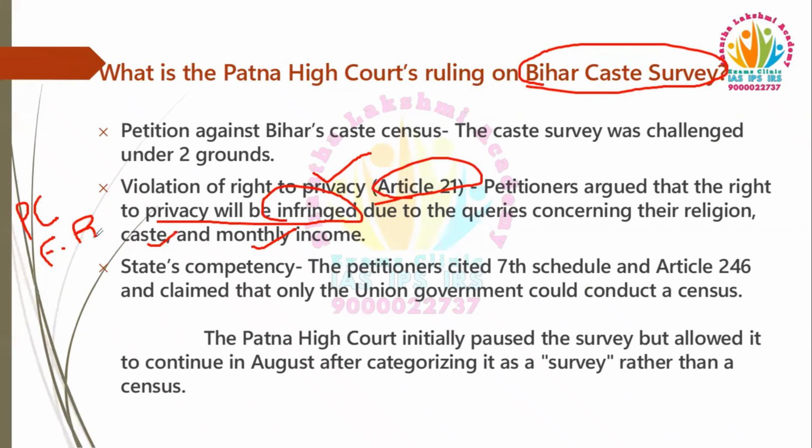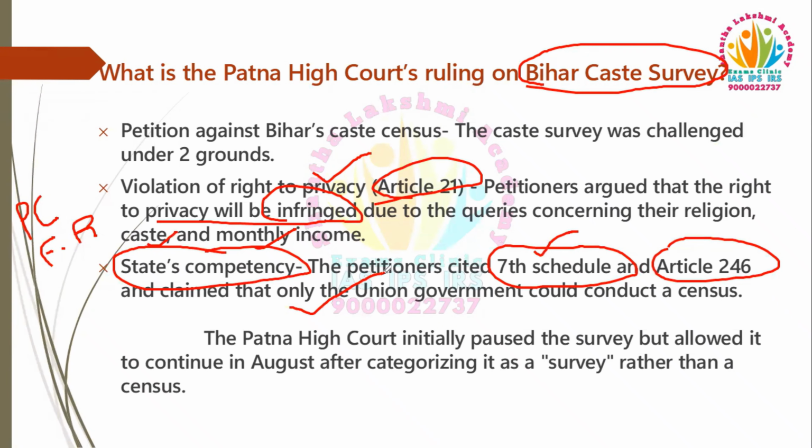The second ground on which the caste survey was challenged was the state's competency to do this particular exercise. Under the 7th Schedule of the Constitution, census comes under the Union List. Under Article 246, it clearly mentions that Parliament has the power to make laws on any subject present under the Union List of the 7th Schedule. The petitioners argued that only the Union government could conduct a census, not the state government.